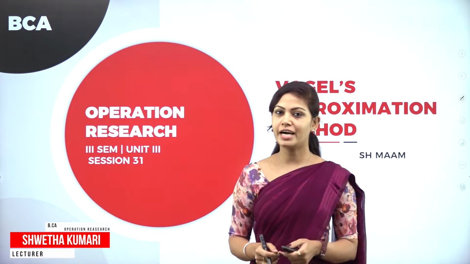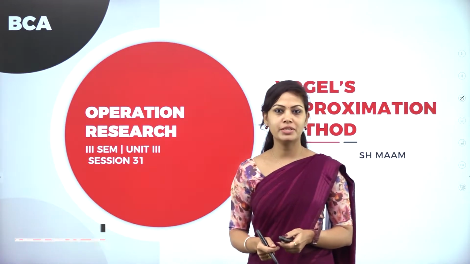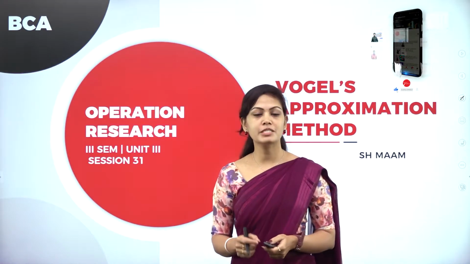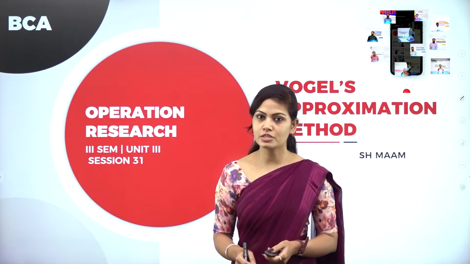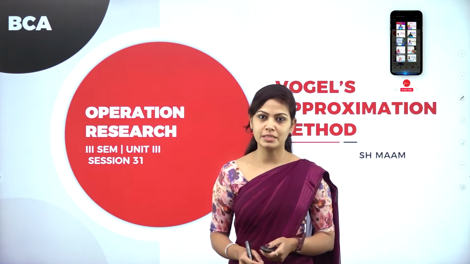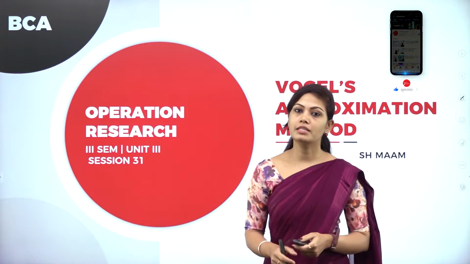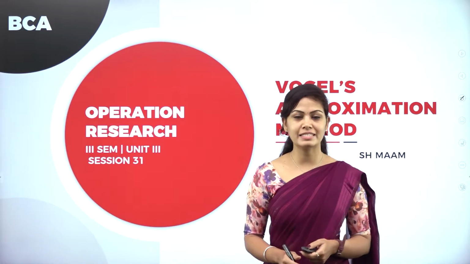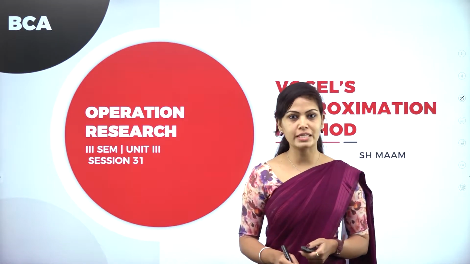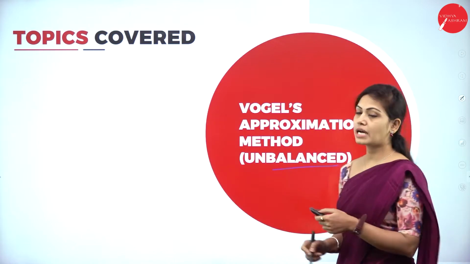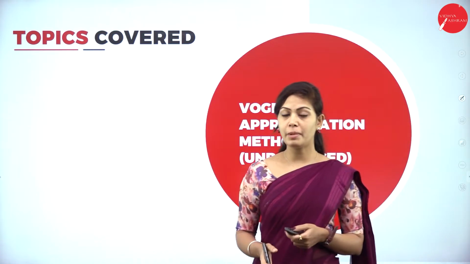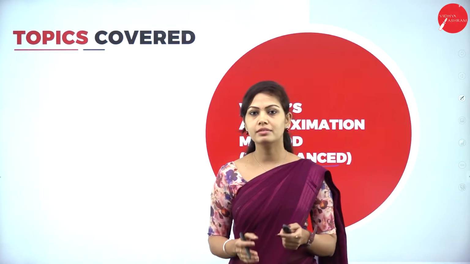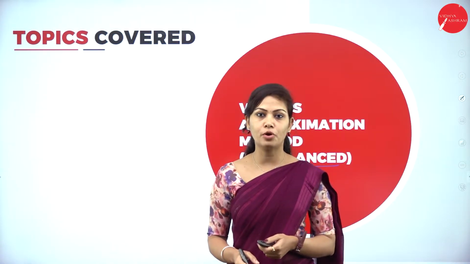In my last session, I have discussed about Vogel's approximation method. It is one of the types of transportation problem. It's giving the best procedure compared to northwest corner method and least cost method. In the last session, I have discussed the balanced problems on the VAM method, Vogel's approximation method. Today, I will discuss the unbalanced problem on Vogel's approximation method. What is this unbalanced? If demand is not equal to supply, if supply is not equal to demand, we can call it an unbalanced problem.